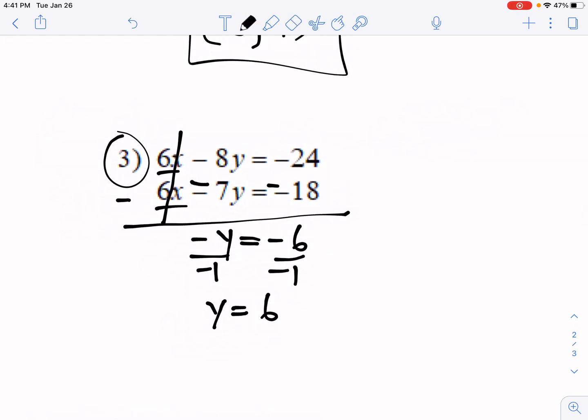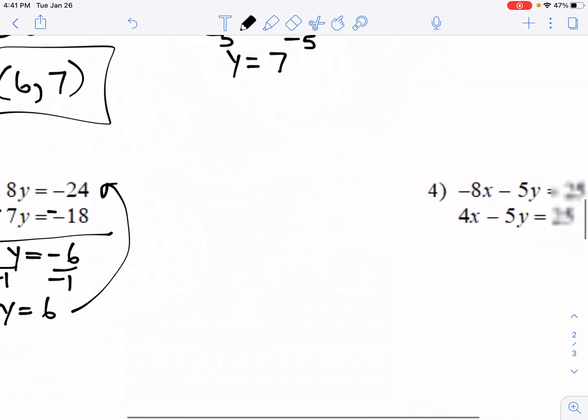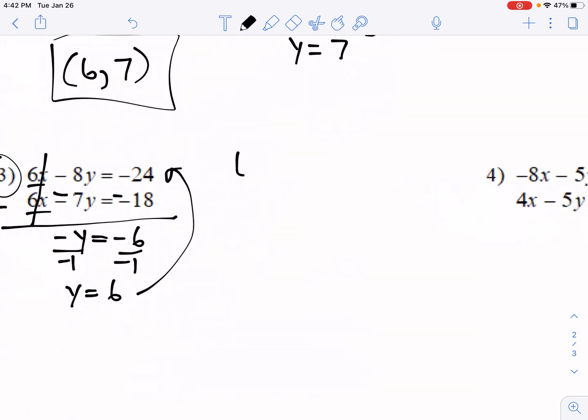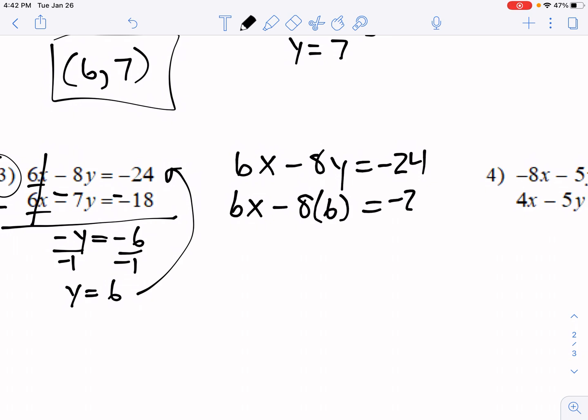Now we've got to plug this back into one of the original equations and solve for x. Let's plug it back into the first one since last time we did the second one. Okay, so we'd have 6x minus 8y equals negative 24. And we're going to plug in a 6 for y. So we have 6x minus 8 times 6 equals negative 24. Well, solving for x, we'd have 6x, a negative 8 times 6, or you can think of it as 8 times 6 and then just subtract. Either way, we're going to get a negative 48 equals negative 24.